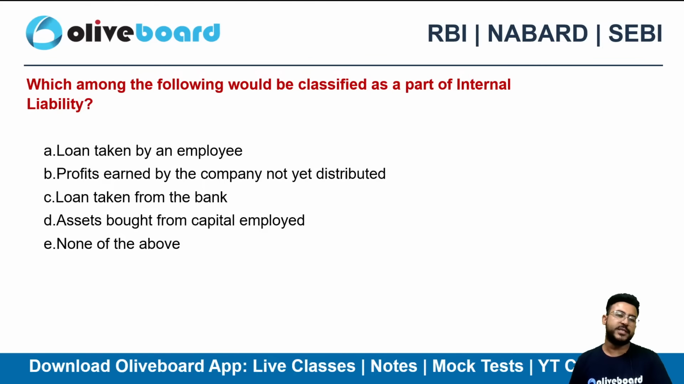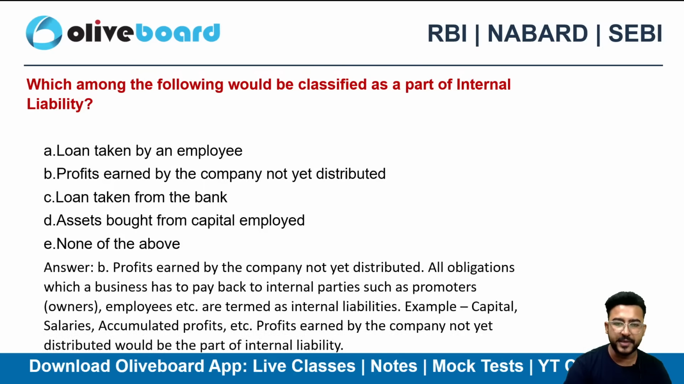Next one. Which among the following would be classified as a part of an internal liability? It will be the profit earned by the company and not yet distributed. Why? Because as per business entity concept, profits and capital are a liability for the business.